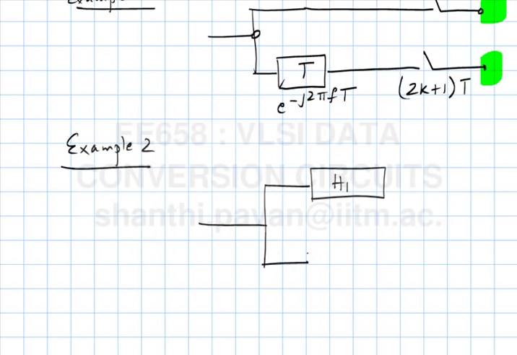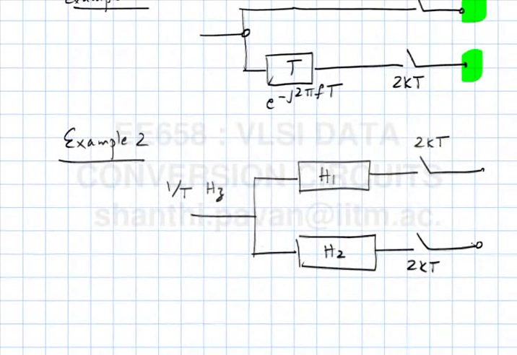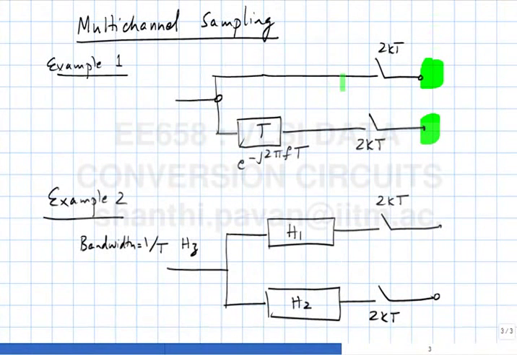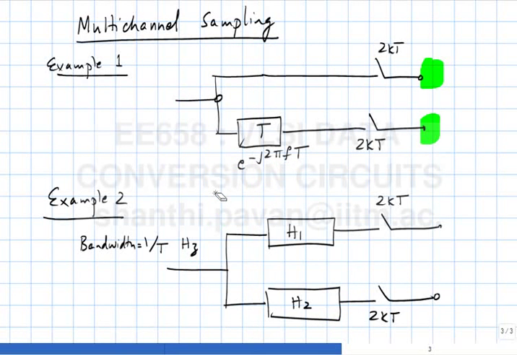So, it turns out that, for example, if I took a signal which was band limited to 1 over T hertz, passed it through two analog filters and sampled the output at, sorry, this has to be 2kT. So, you can think of multi-channel sampling, I mean time-interleaved sampling, as a special case of this, where you take the input, pass it through two continuous time filters, and then sample them at one half the Nyquist rate. For this signal, I'm sorry, the bandwidth is 1/2T.